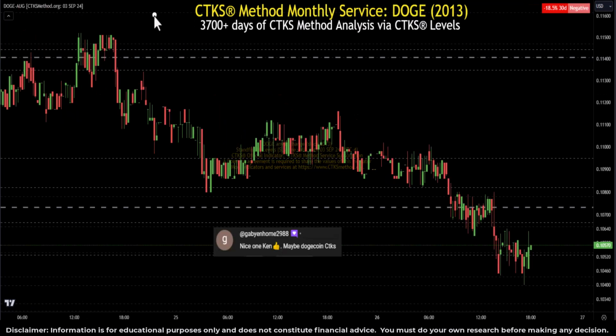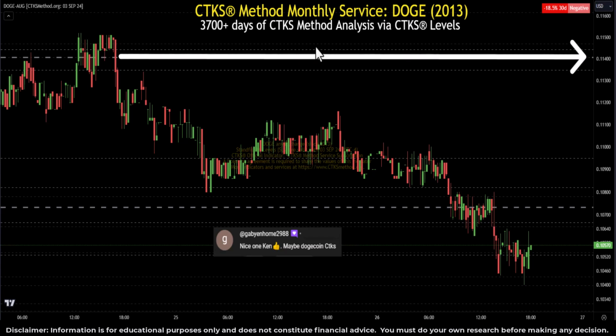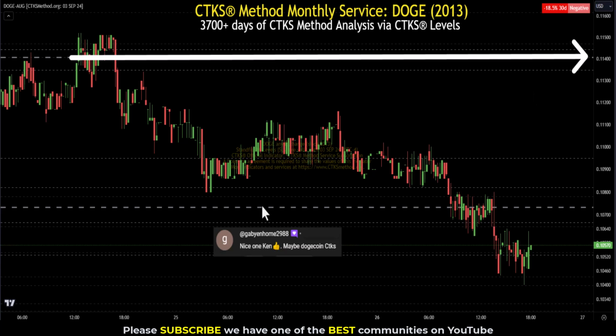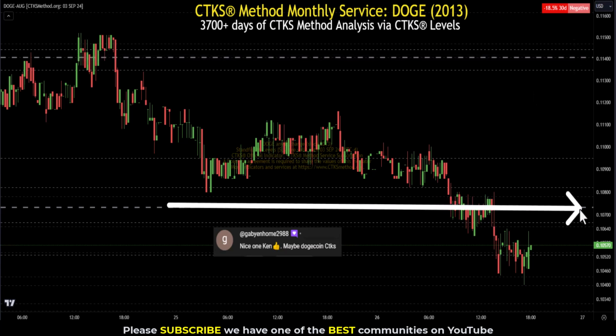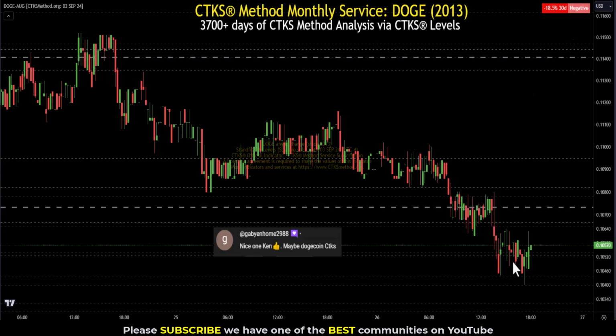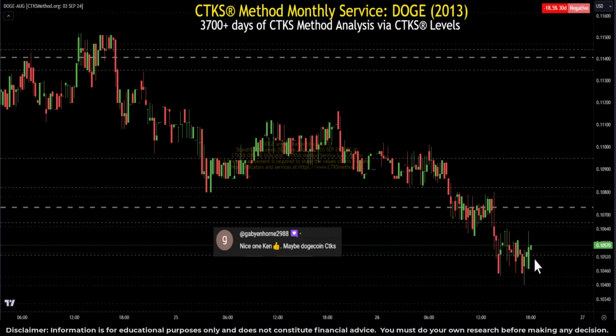Yesterday, I reached out to the community and I said, what structural levels would you like to see in the charts? And Gabyan Home said, oh, Dogecoin could be cool. Okay, let's look at it. 11,400 is a particular area of structural resistance for Doge, and we can see around that 10,700 mark, not too bad. But we can also see that we've rejected that. We've come down to the structural support level around 10,520, but we need to see what's structurally below this level.